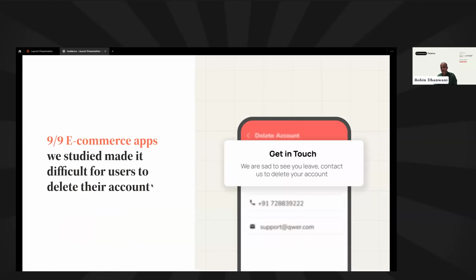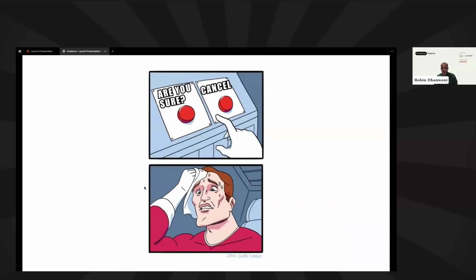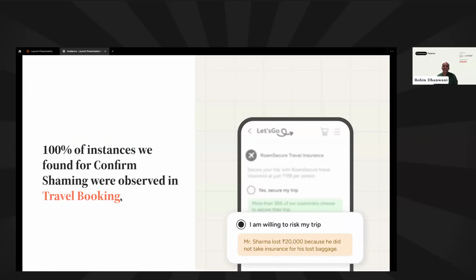And how we went about it is we looked at the biggest players in every single category, which represent a big portion of the market share. 9 of 9 e-commerce apps we studied made it too difficult for users to delete their account. Deleting an account was a common issue. And 100% of instances we found for confirm shaming, one of the deceptive patterns, were observed in travel booking. We did not find it anywhere else.